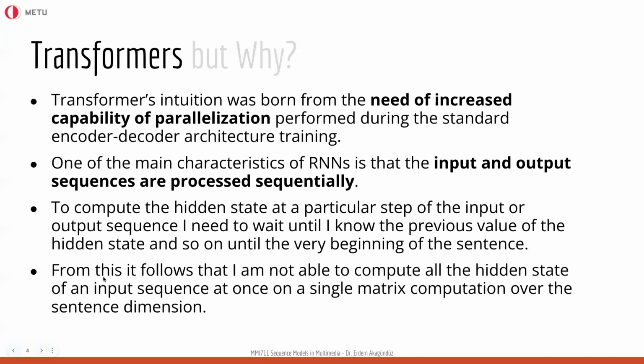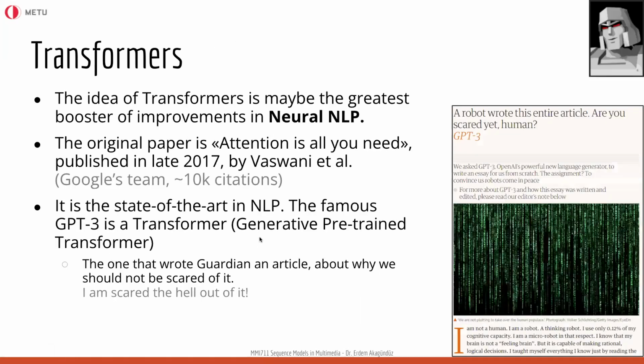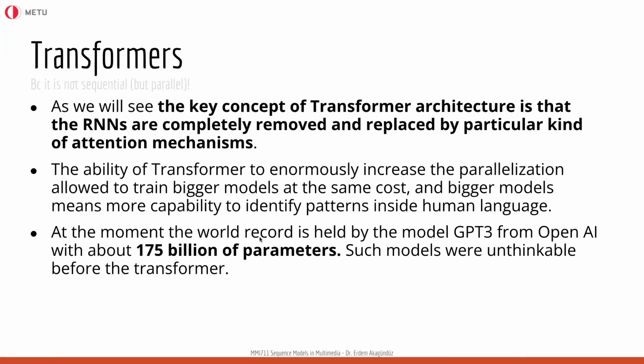So instead of a sequence operation, if you can do a matrix computation over the entire sentence, that would give you a head start if you're trying to do it fast, right? But that was not the only thing. Being parallel was the first thing that we are going to learn about this. As we will see, the key concept of the transformer architecture is that recurrent neural networks are completely removed and replaced by a particular kind of attention mechanism which runs in parallel.